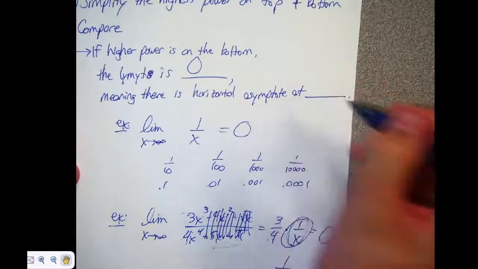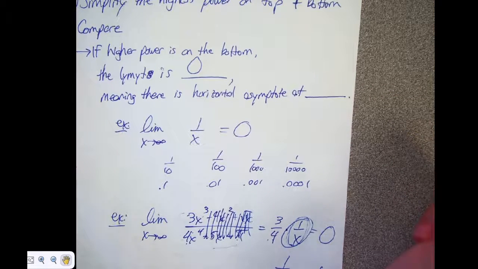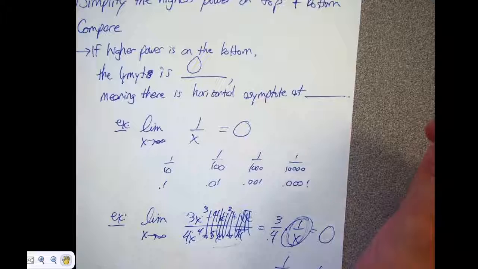And there's a horizontal asymptote at, where's the horizontal asymptote? You can't just say 0. Horizontal asymptote is a line. What's the equation of that line? Y equals 0.